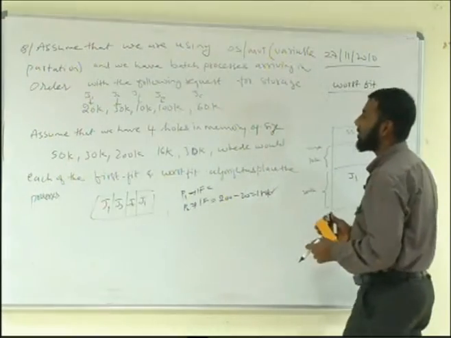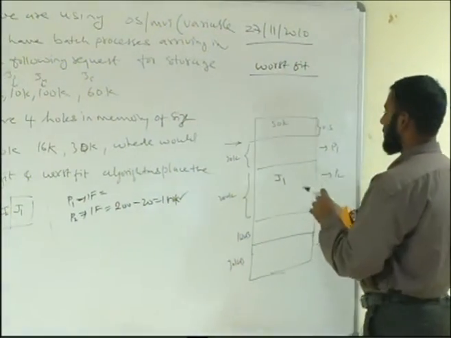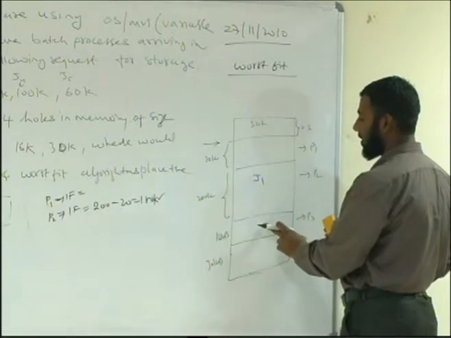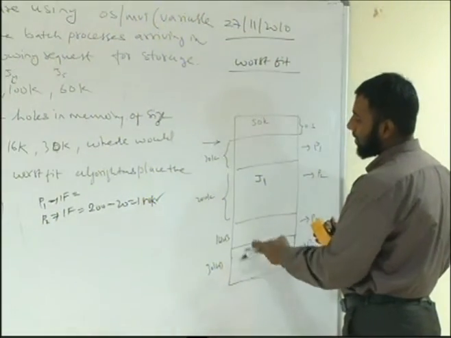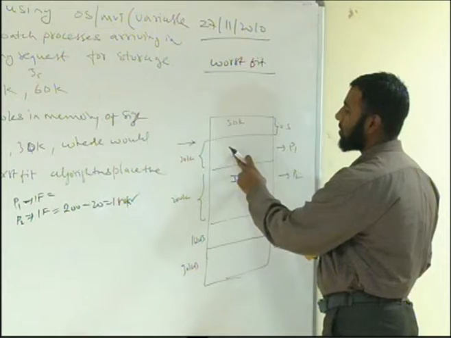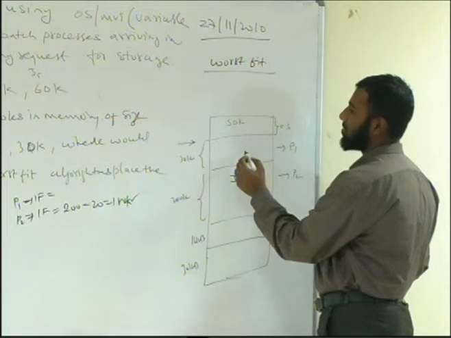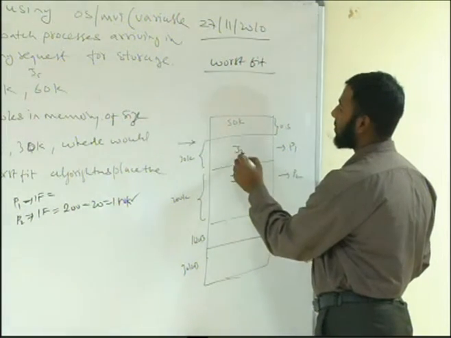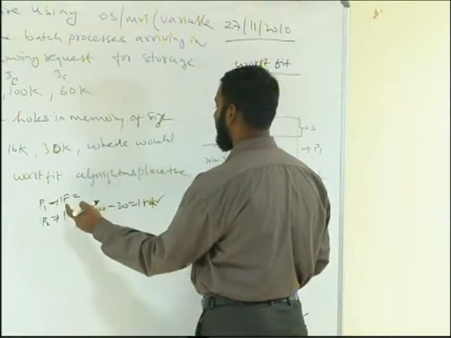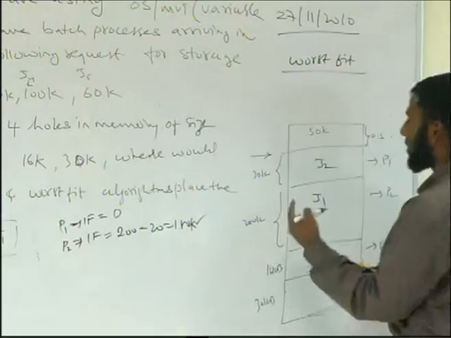Then another job comes, J2, and the size of this job is 30 kilobytes. It will check 30 and 30, where the internal fragmentation is 0, but it doesn't allocate it yet. It will look at the other partitions, and it is not possible to accommodate it there. Whenever we have a tie, it depends on first come first serve basis. So job J2 will be allocated to partition 1, and the internal fragmentation will be 0, which is 30 minus 30.